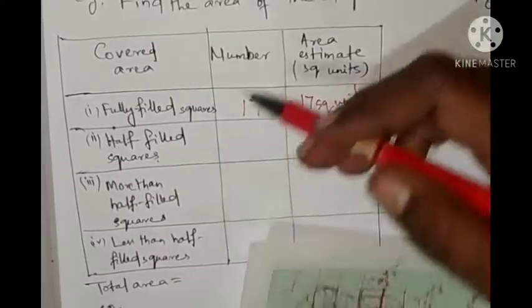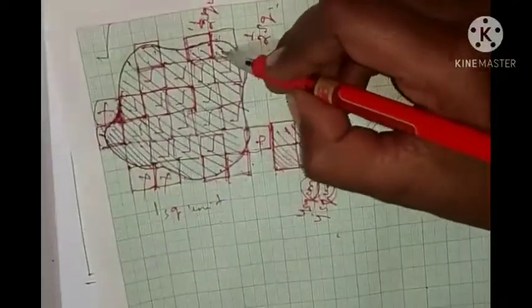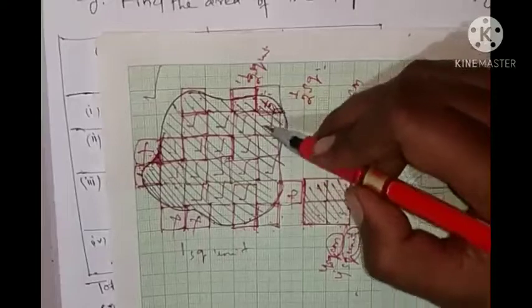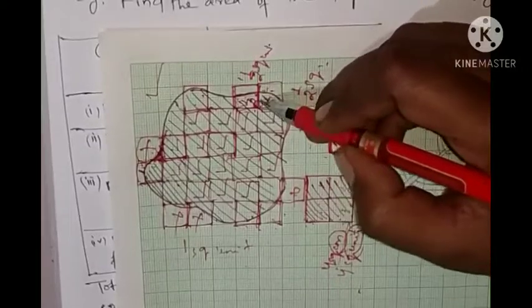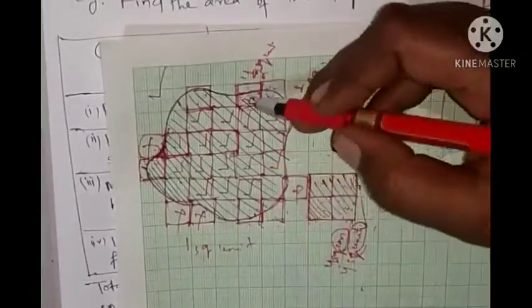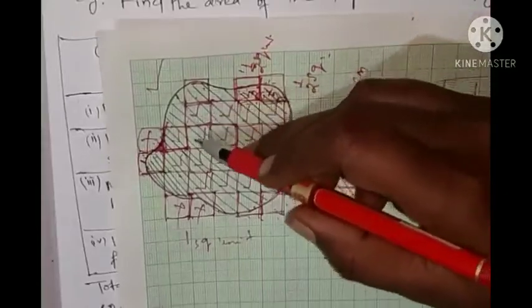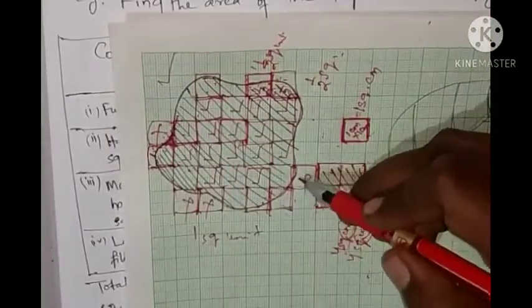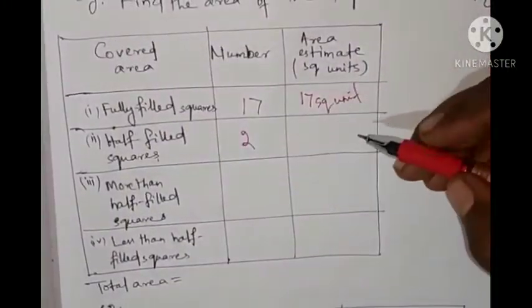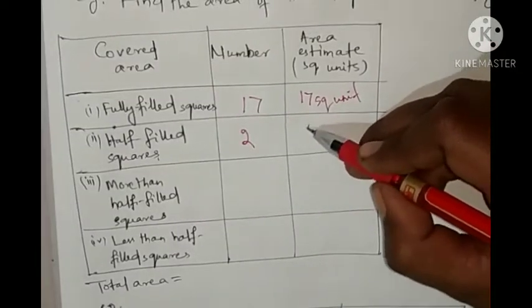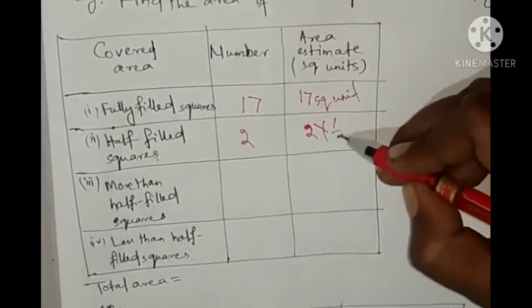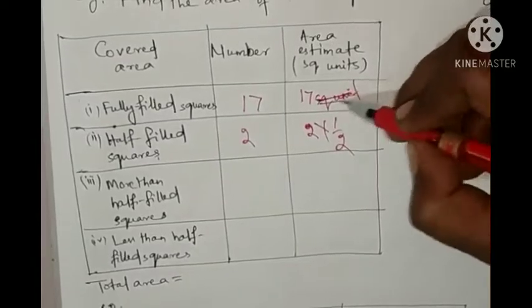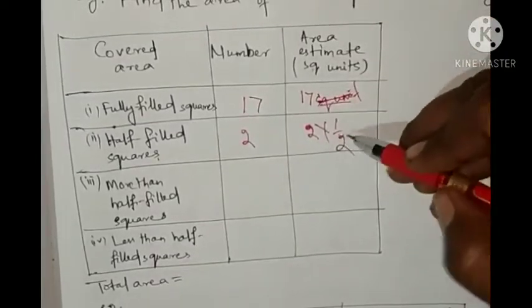Okay, next is half filled squares. How many half filled squares are there? This is half, 1. Okay, this is second, 2. Anywhere else half filled square? No. So how many half filled squares are there? 2. So 2 half filled squares. So what will you write? Here you will write 2 into half. Okay, no need of writing square unit, square unit is already given, only 17, 2 into half.